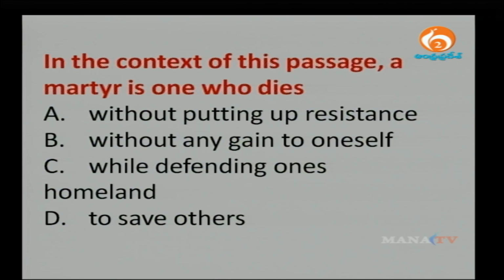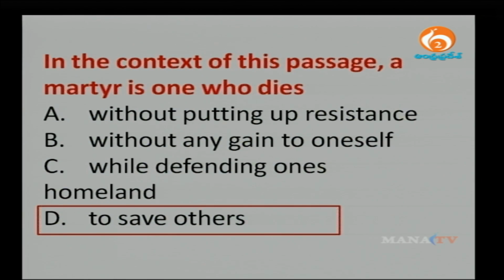Next, in the context of this passage, a martyr is one who dies without putting up resistance, meaning without fighting, without any gain to oneself, meaning the martyr is not gaining anything, he is just giving his life away to support everybody else, to help everybody else, while defending one's homeland or to save others. And the correct answer is to save others. Even though this particular caterpillar dies, it saves others because the birds will not attack those kinds of caterpillars anymore.